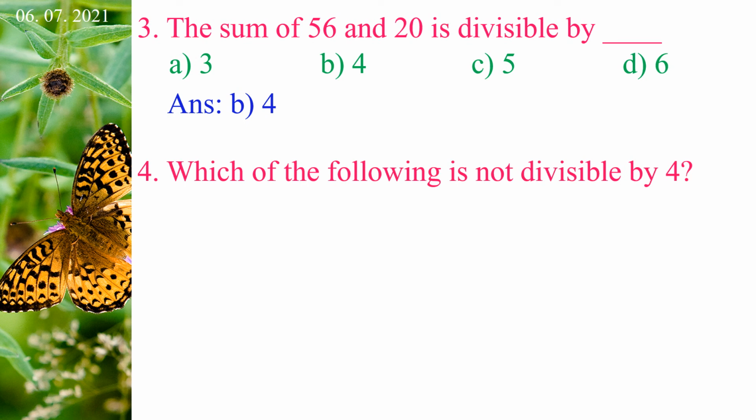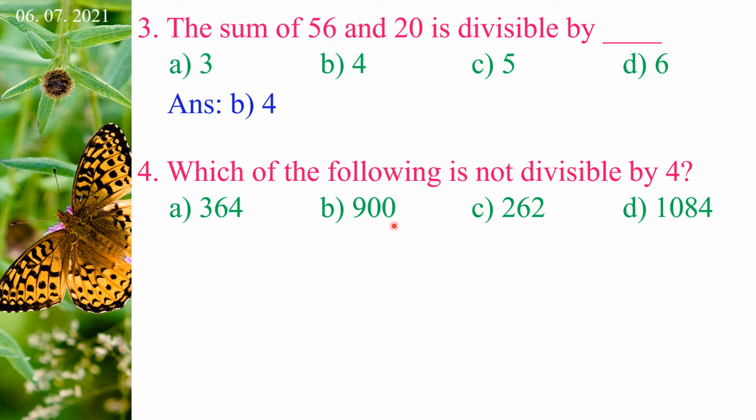Which of the following is not divisible by 4? The options are 364, 900, 262 and 1084. What is the rule of 4? Good. The last two digits are divisible by 4. Here the first one, 64 is divisible by 4, isn't it? Because 16 4s are 64. So it is divisible by 4.